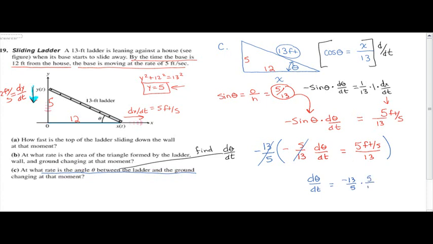times 5/13. Everything cancels except the negative, and so my answer is negative 1 radian per second. The negative is just indicating that as the ladder falls down, this angle theta is getting smaller and smaller and smaller, which makes total sense.